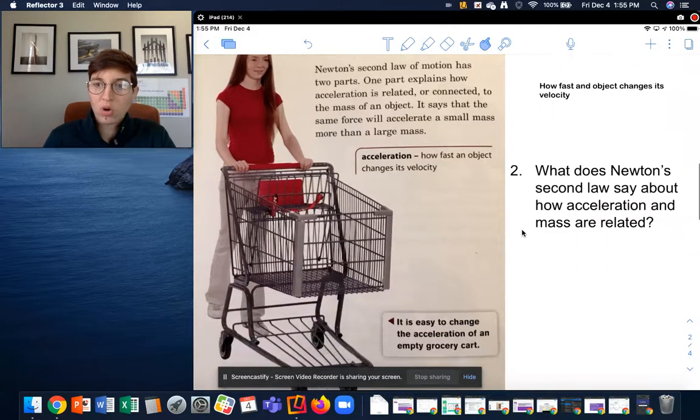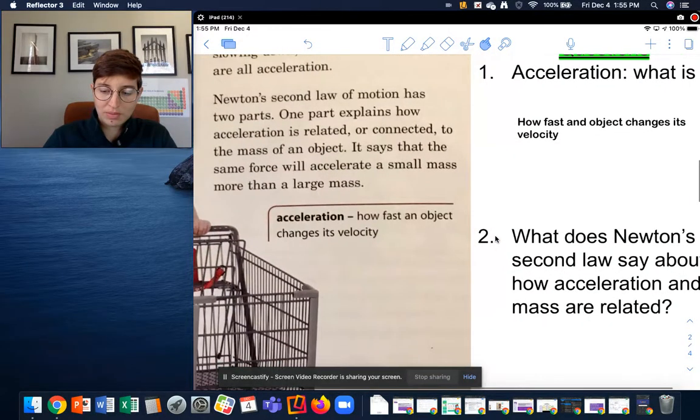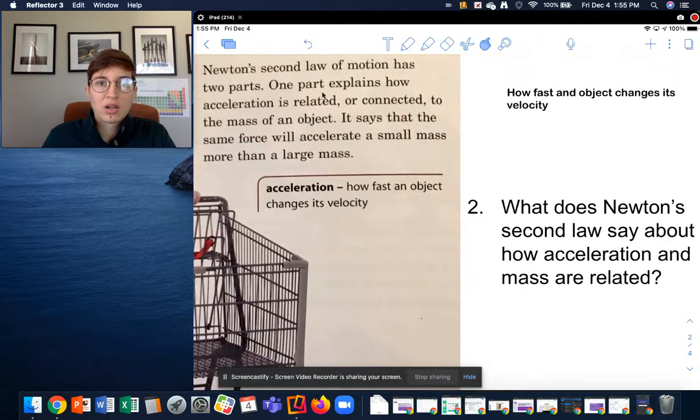And number two, what does Newton's second law say about how acceleration and mass are related? So let's look at our reading. How are acceleration and mass related? So here it says, one part explains how acceleration is related or connected to the mass of an object. So Newton's second law says that the same force will accelerate a small mass more than a large mass.